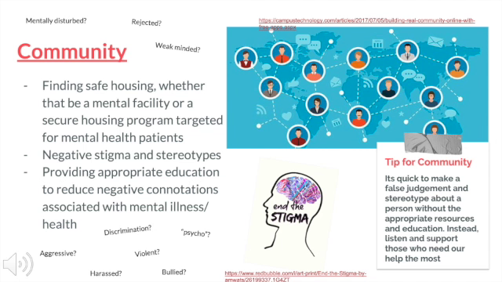However, with this, there are always negative stigmas and stereotypes surrounding mental illness, such as that they might be aggressive, violent, mentally disturbed, or weak-minded, which ultimately leaves the individual feeling rejected or discriminated against, and can lead to bullying in the workplace or school or any type of community environment. So, to prevent this, providing appropriate education resources is useful in reducing the negative connotations associated with mental illness, which can ultimately improve outcomes for the individual who does have a mental illness.